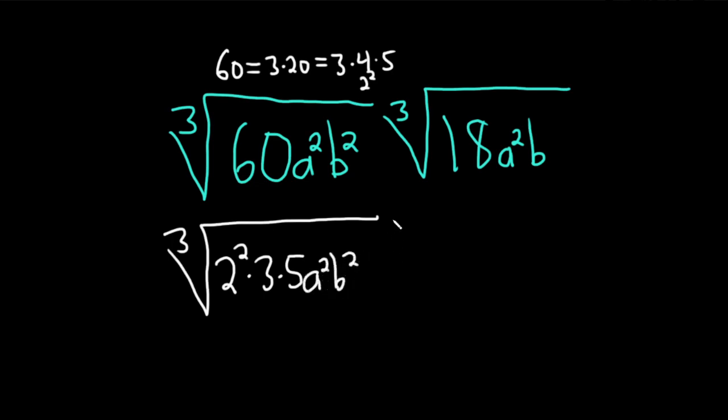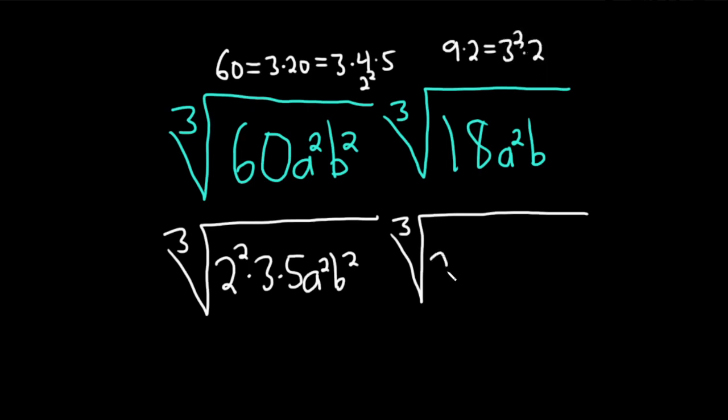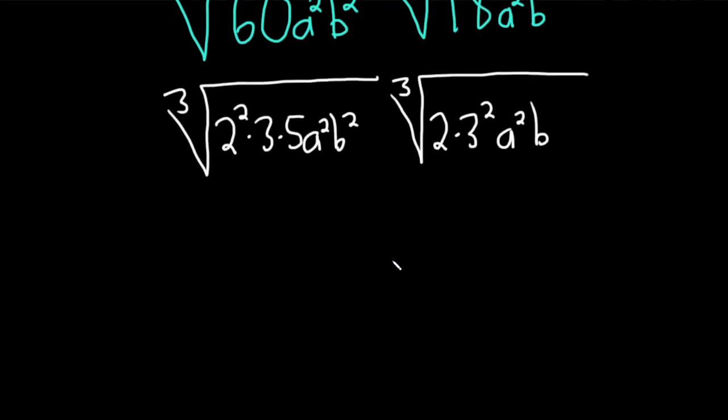So basically the idea is, again, you want to take the number and write it as a product of primes, then perform the multiplication. Cube root. 18 is 9 times 2, and 9 is 3 squared. So we can write this as 2 times 3 squared, a squared b. Much nicer. So now when we multiply, it's much easier.